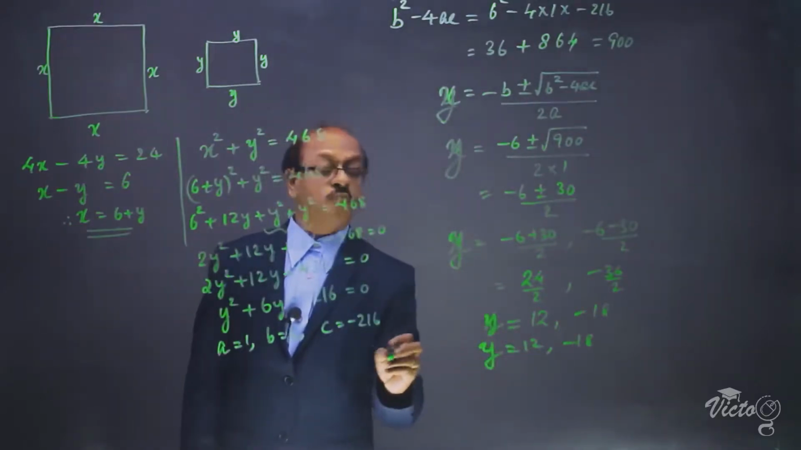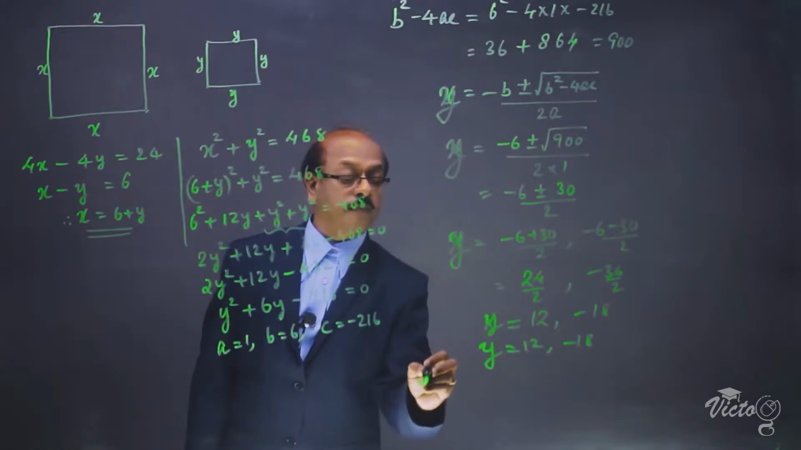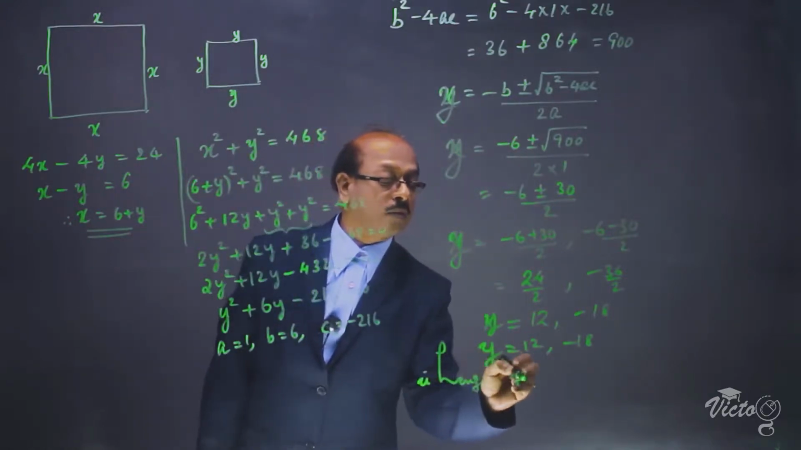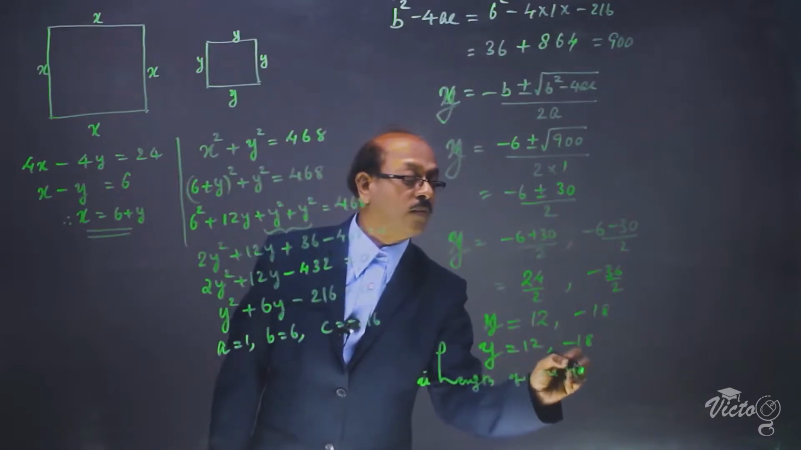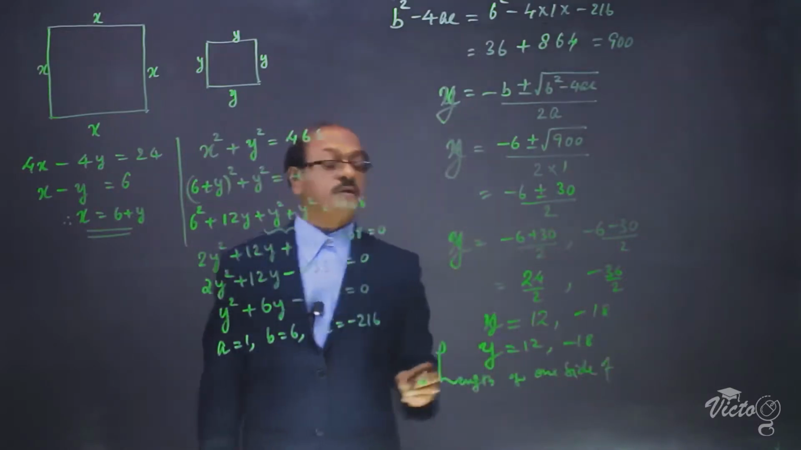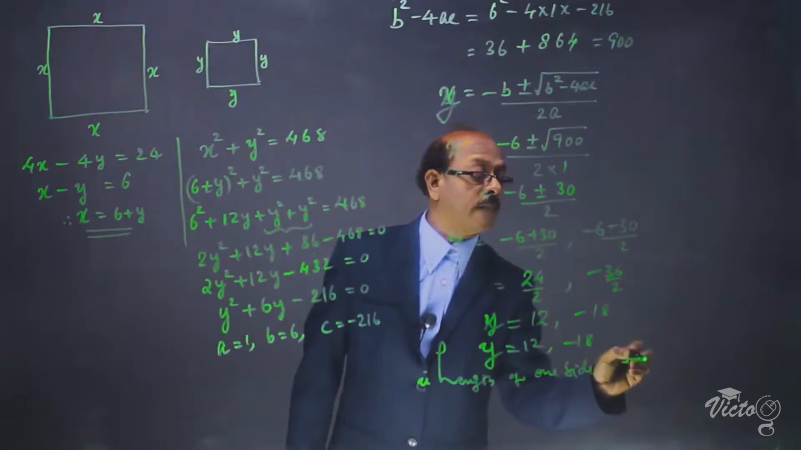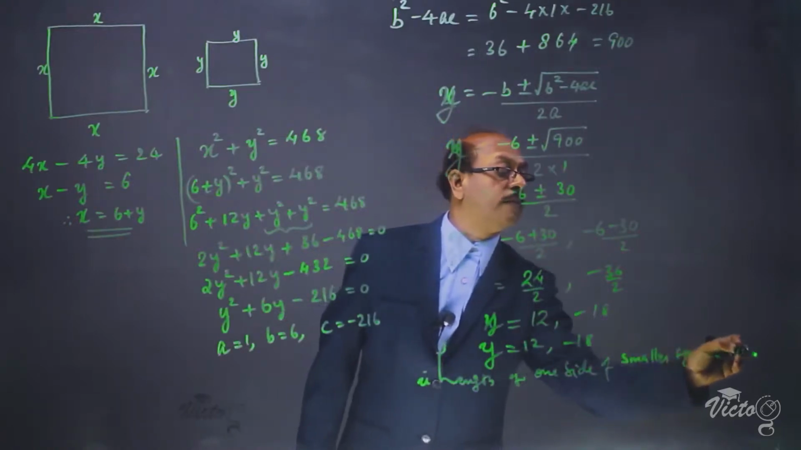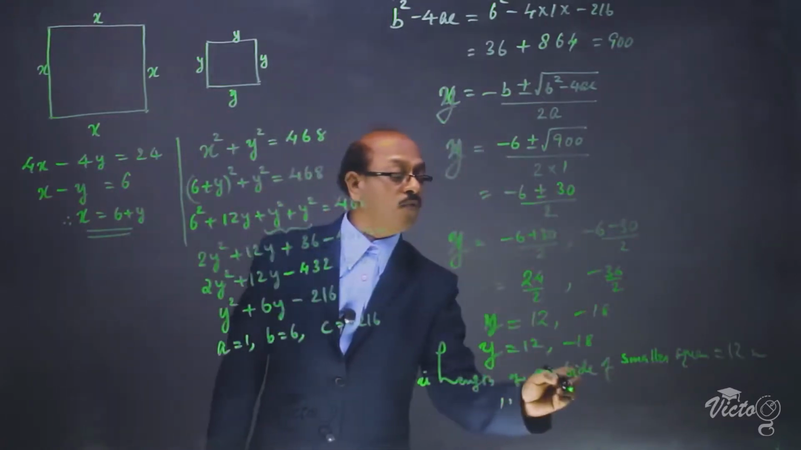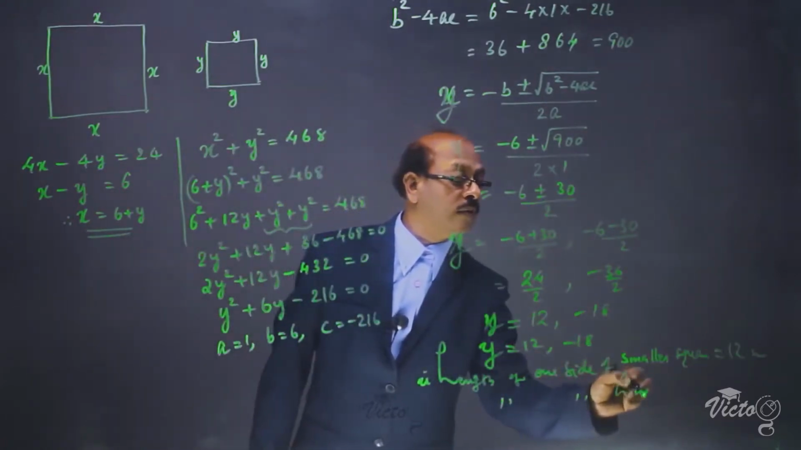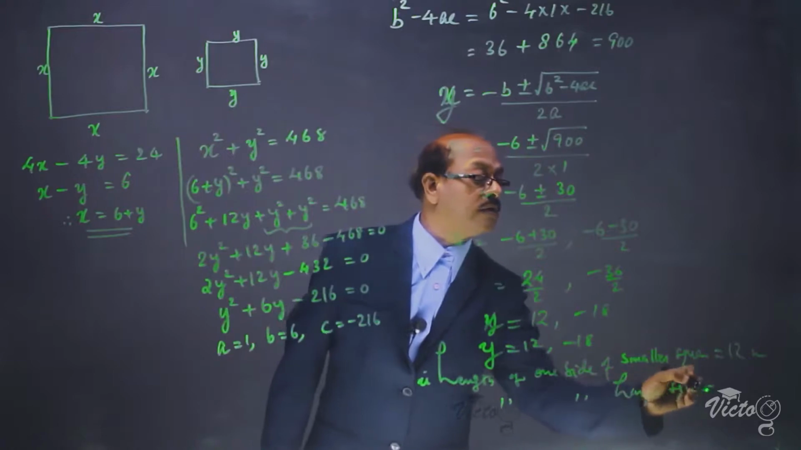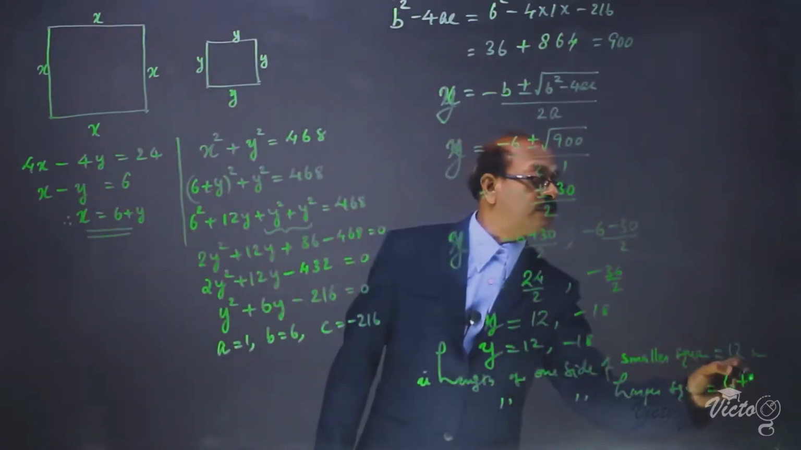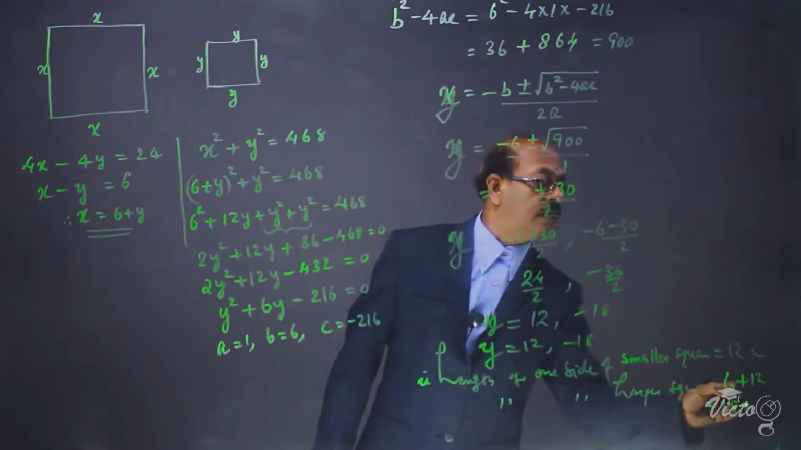That means the length of one side of the smaller square is equal to 12 meters. Length of one side of the larger square is equal to 6 plus 12, which is 18 meter.